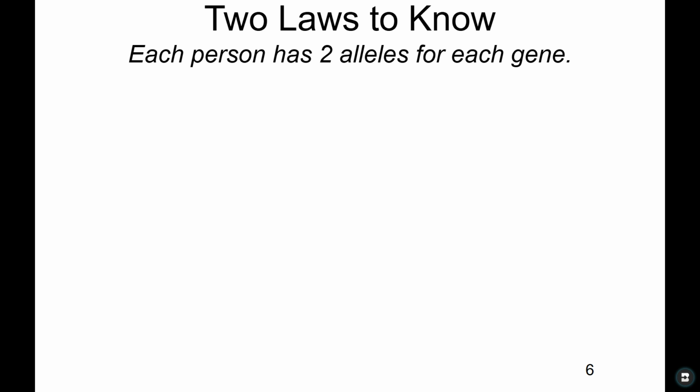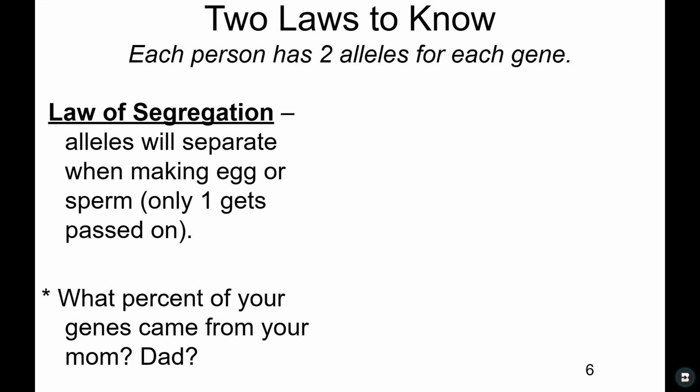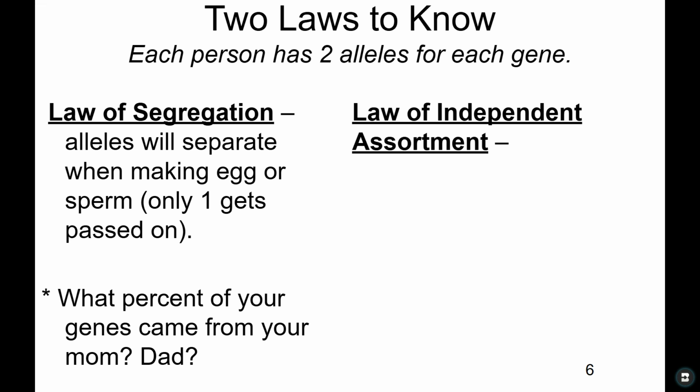Here are two laws that you should know. Each person has two alleles for each gene, as you might remember. One law is the law of segregation, which simply says that alleles will separate when making eggs or sperm, and so only one gets passed on from one cell into the gametes that are formed. So what percent of your genes would have come from your mom or your dad? Think about that for a moment.